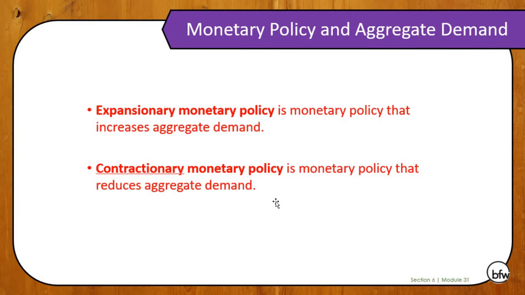This is what I want you to write in those little boxes underneath. Expansion of monetary policy is monetary policy that increases aggregate demand. Contraction of monetary policy is monetary policy that reduces aggregate demand.